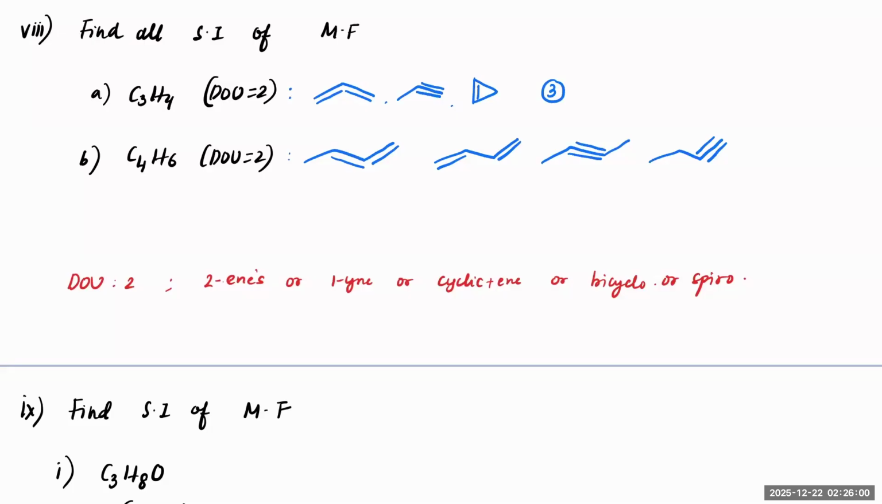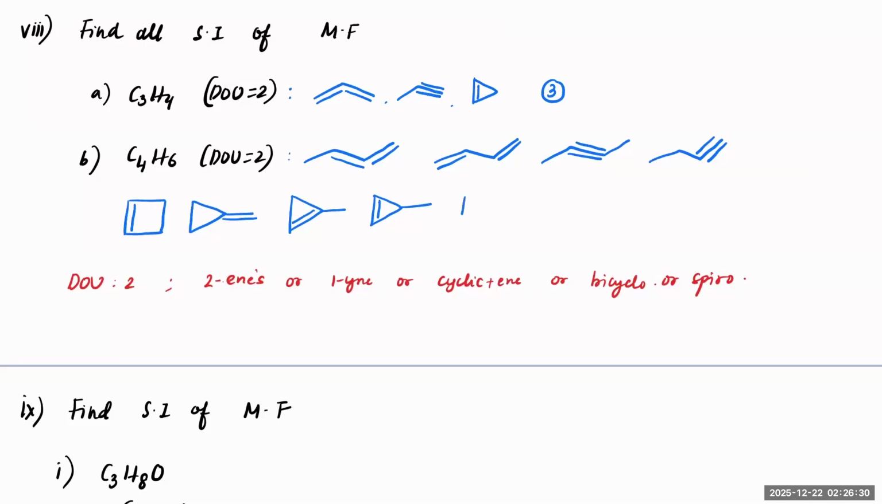Next, cyclic, four-membered cyclic with one pi bond. Similarly, three-membered with one pi bond. So one pi bond could be outside also. One pi bond could be inside also, like this. So these three are the possibilities as far as cyclopropene is concerned.